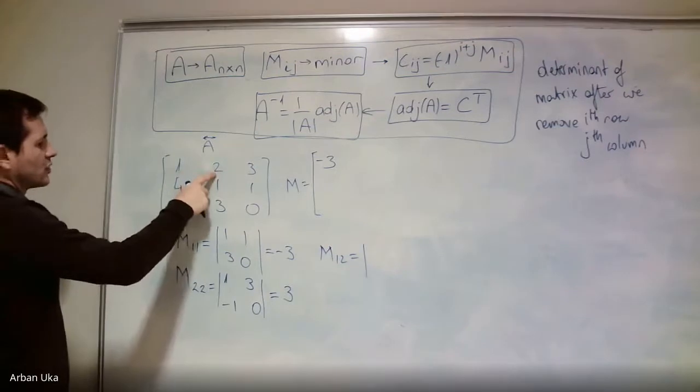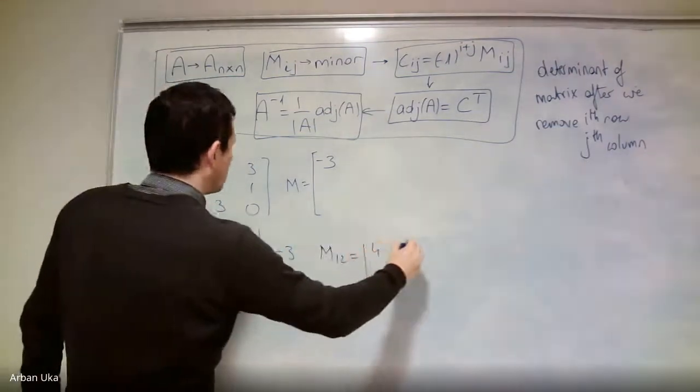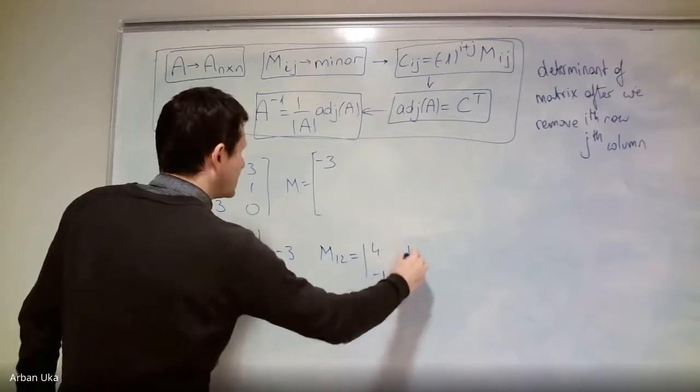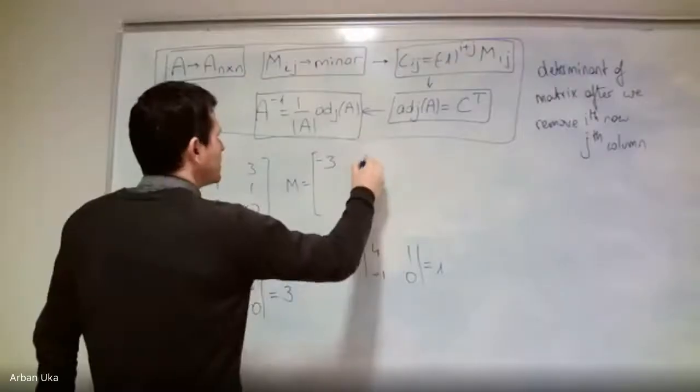M12, first row, second column. We are talking about this number. So we are left with what? 4, 1, minus 1, 0. What is M12? 1. So this is 1.